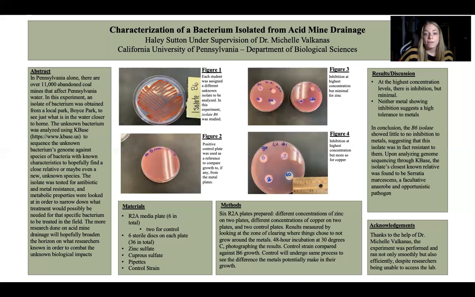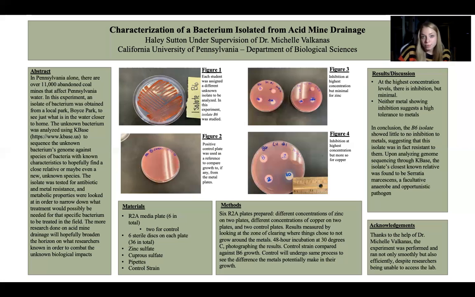Now, in figure 3, if you look, you will see that inhibition at the highest concentration was minimal for zinc, but it was still there. In figure 4, inhibition at the highest concentration is there. It's more so for copper than zinc, but it's still minimal. The control strain was compared with B6 growth, and the controls underwent the same process to see the difference the metals would potentially make in those plates and possibly inhibit their growth.